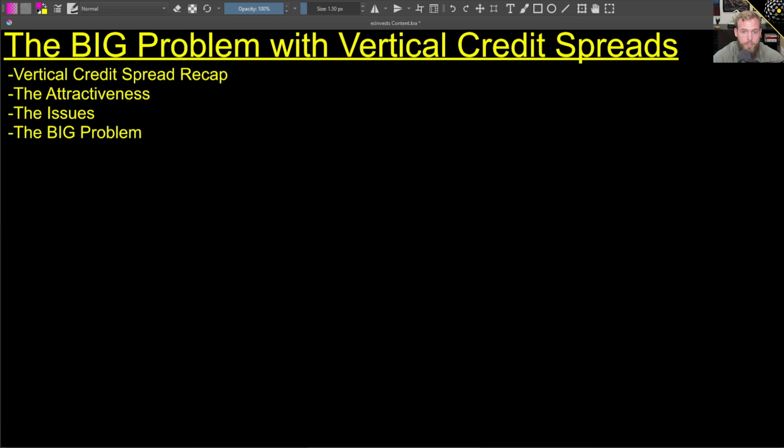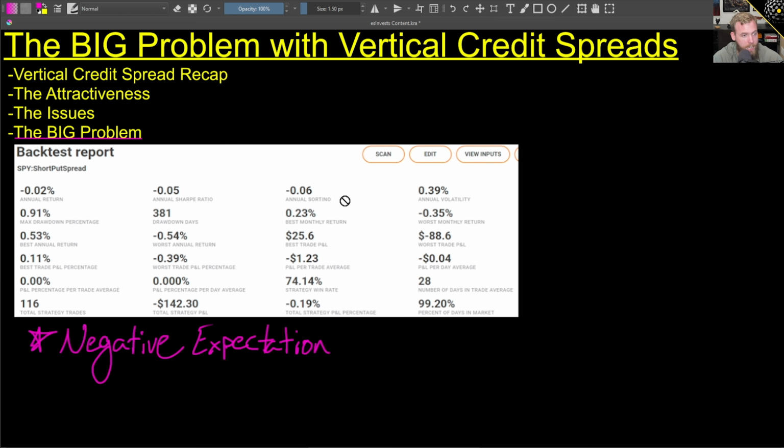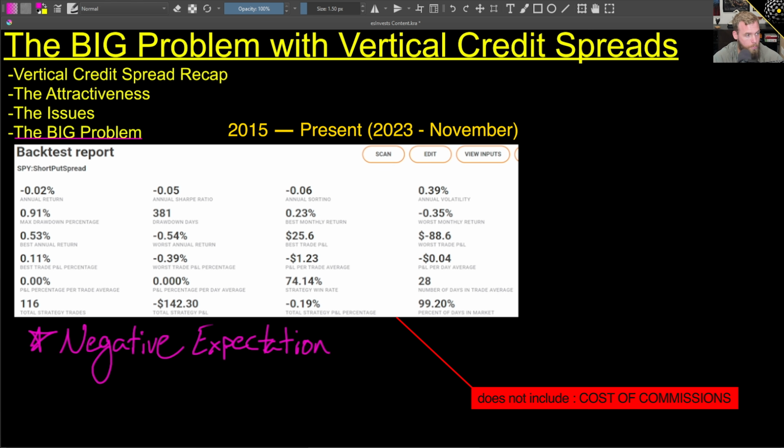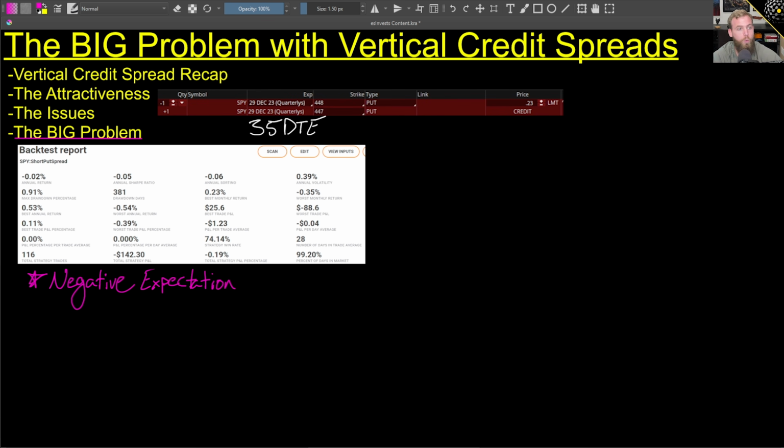So that leads us now into the big problem here. And it's negative expectation. This is running a backtest from 2015 to today, which is the middle of November of 2023. And it's looking at $1 wide options. This does not include cost of commissions. And you can see that total strategy P&L is negative $142. This is just looking at one lots. You lose money. That's what this comes down to. This is not even including fees, which I was just explaining to you are really, really bad. So what's going on here?